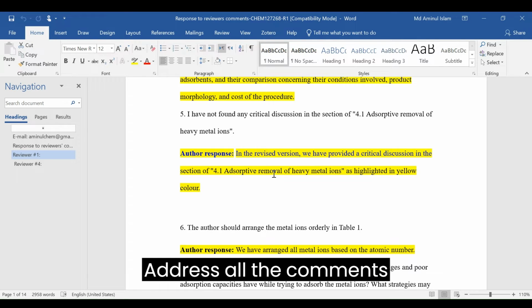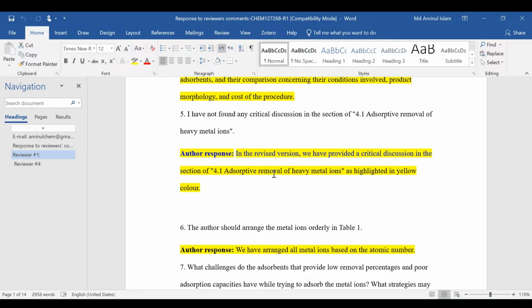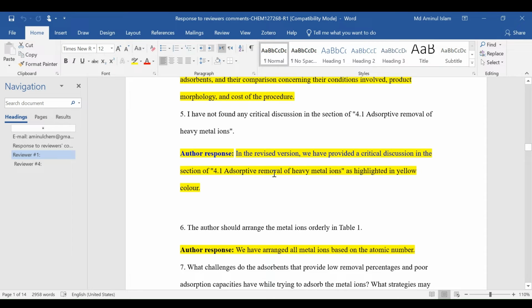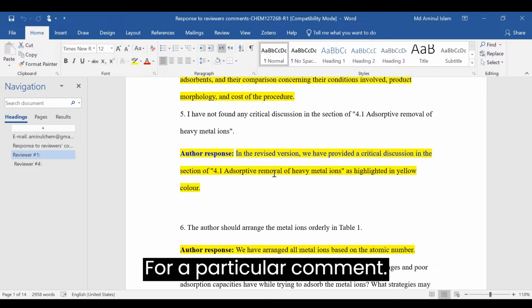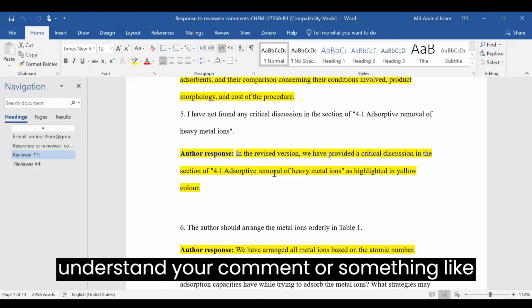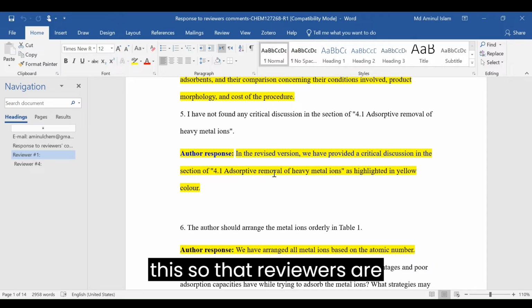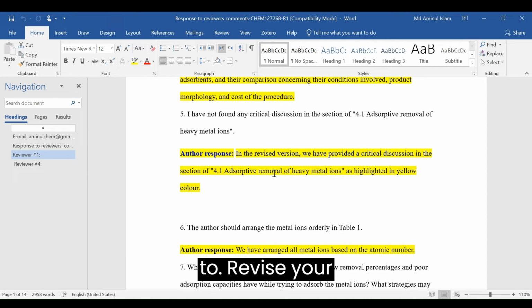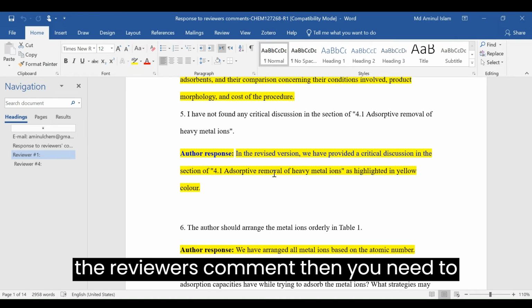So the most important thing is you need to address all the comments made by reviewers. For example, if you cannot answer a particular comment, then you should mention about it, that we do not understand your comment or something like this, so that reviewers are convinced. So after response to reviewers, you need to revise your articles based on the reviewer's comment.